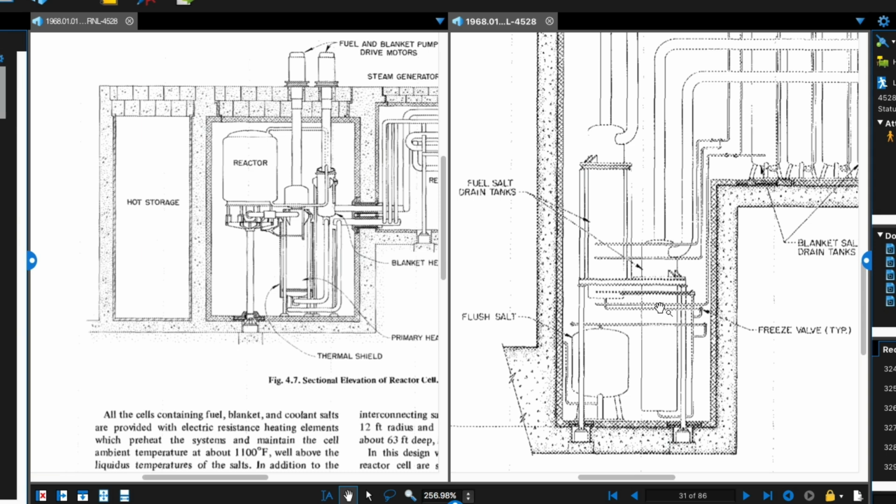Now, why is that? Why do they have it in such a strange configuration with a lot of vertical? This up here, this down here, this up here, this down here. Why not just one big one?